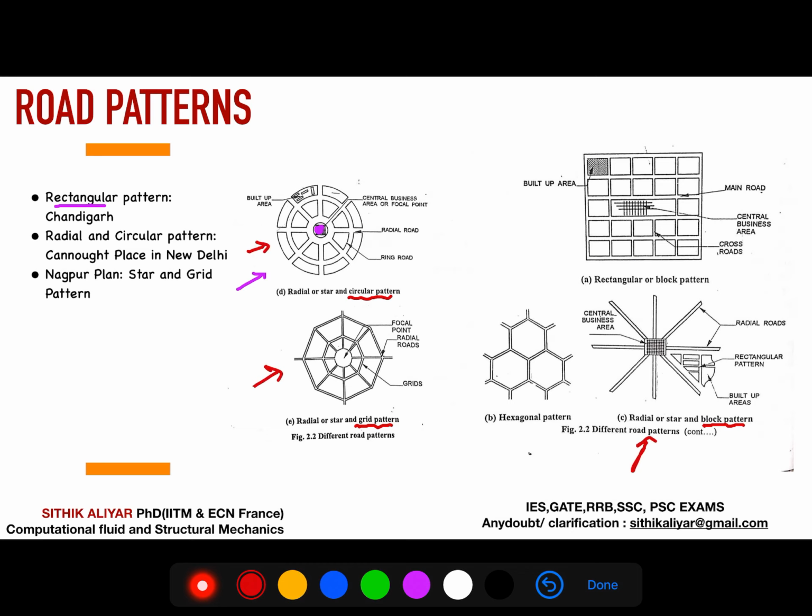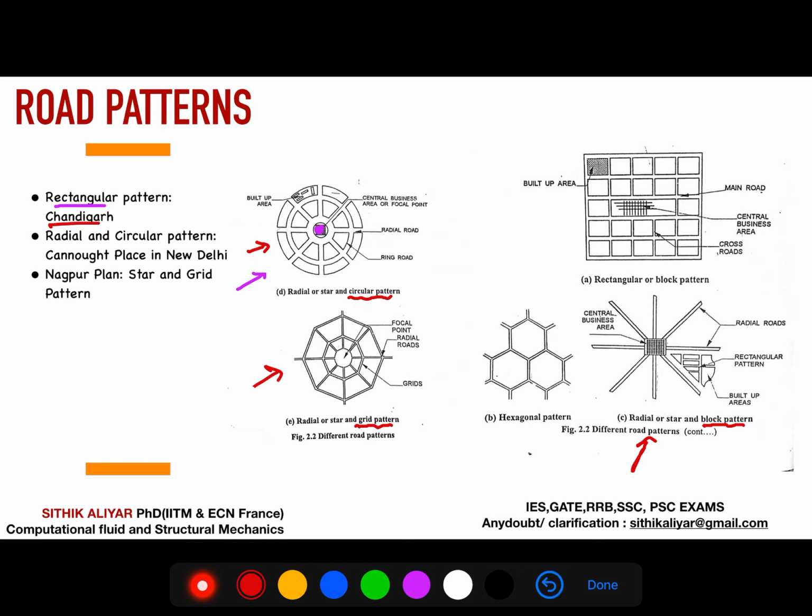They have introduced this in Chandigarh. You can Google it. This was a well planned city in India, and they have a rectangular block pattern. If you see an address in Chandigarh, it will be named under sectors, and every street will be named in terms of sector 2, 56, 26, something like that. So this is a well planned city. The example for rectangular block pattern is Chandigarh.